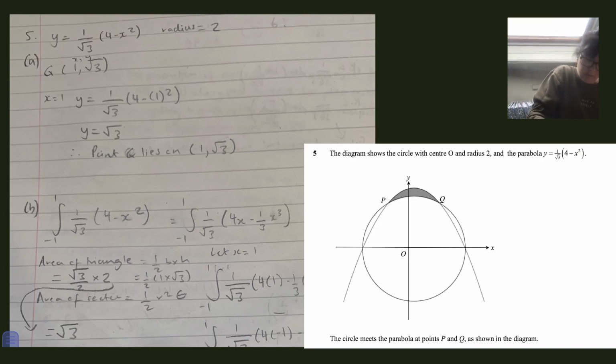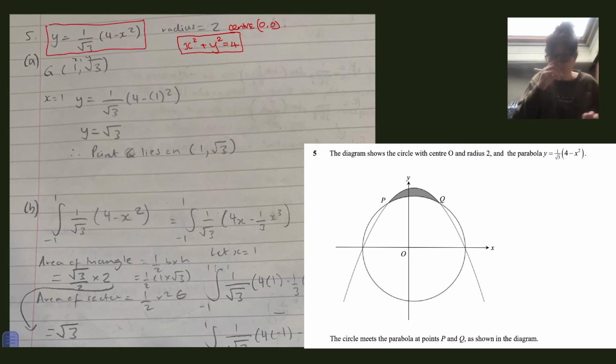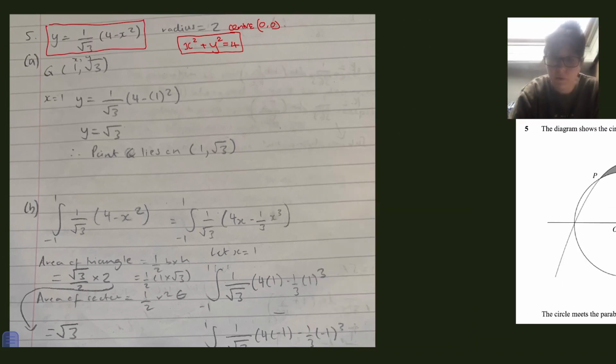So it's got radius 2, centre 0,0. So the equation is x squared plus y squared equals 4. And what we're interested in is where this one crosses, intersects that one. Okay, let's look at the question. Oh, hang on, where's the question gone? There.